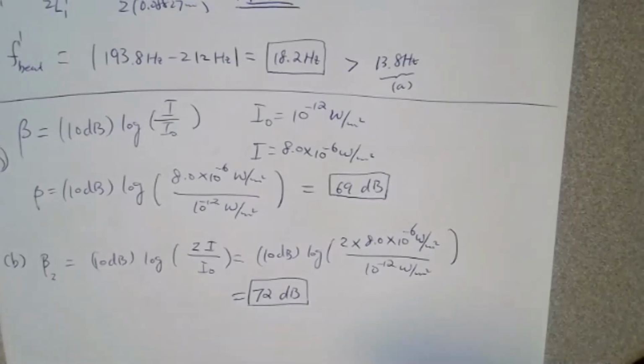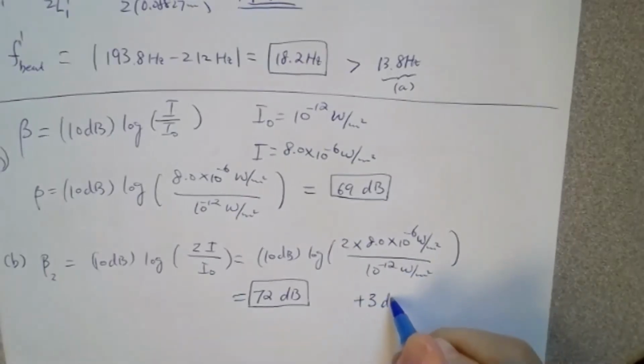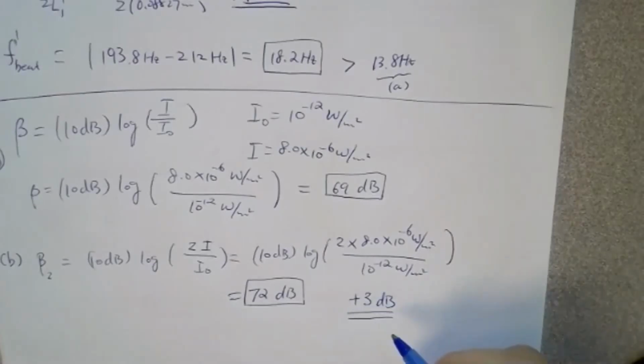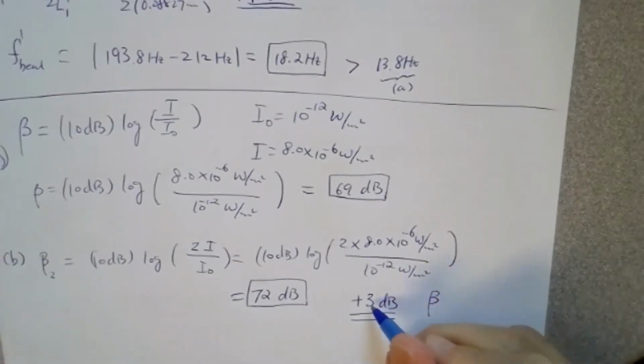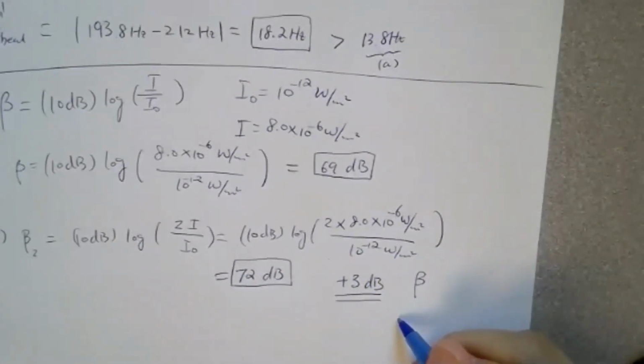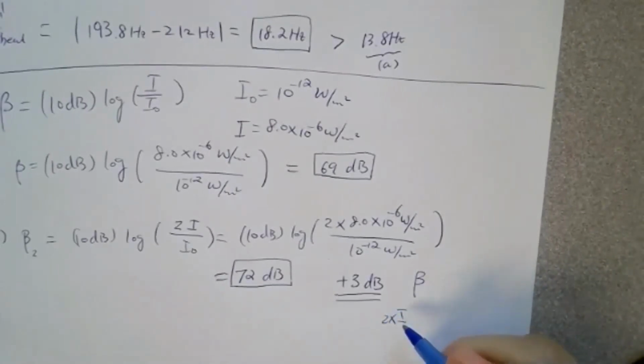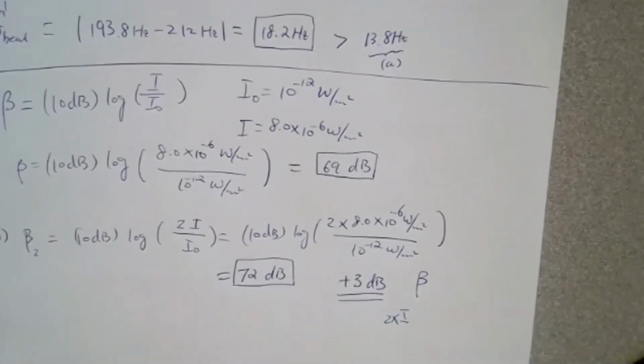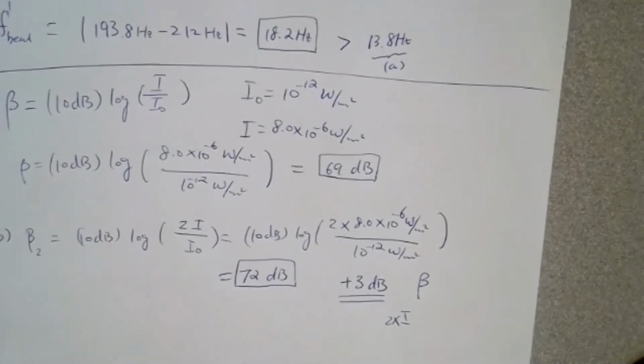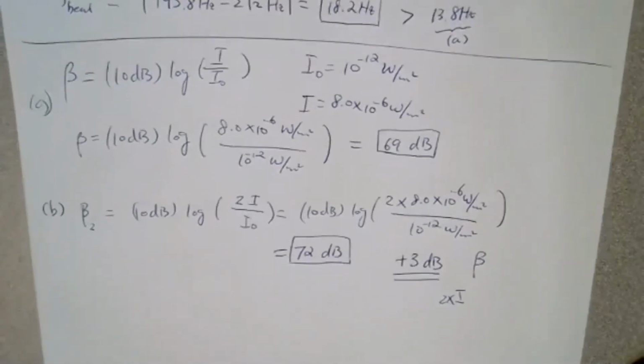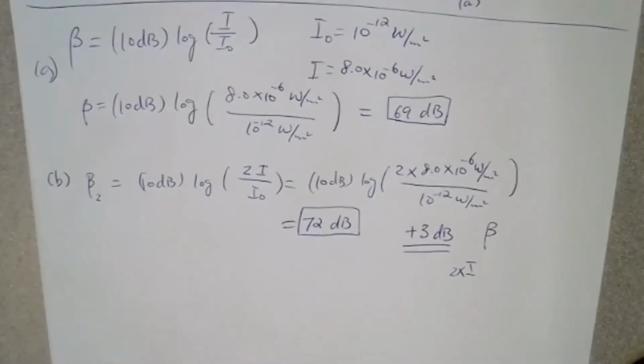It's just increased by 3 decibel. Beta is plus 3 dB when intensity doubles. 2 times I gives you plus 3 dB for intensity level. Or in other words, we don't hear the intensity level double in that case.